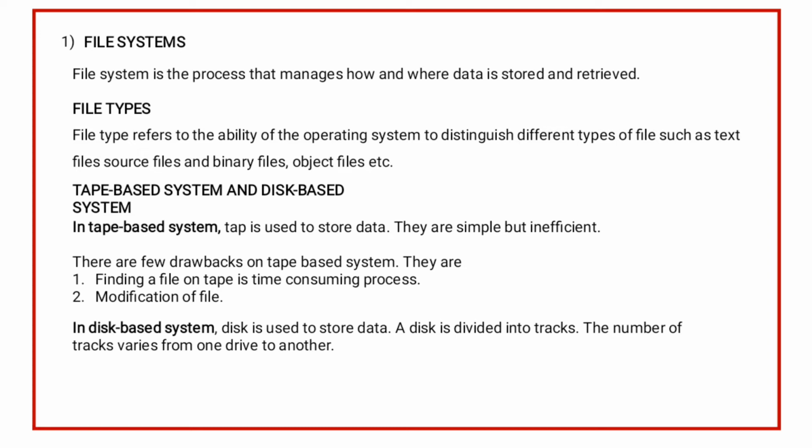A file is a named collection of related information that is recorded on secondary storage such as magnetic disks, magnetic tapes, and optical disks. A file is a sequence of bits, bytes, lines, or records. In file system, the user defines files and directories and allocates and deallocates the disk space to each file. File type refers to the ability of the operating system to distinguish different types of file such as text files, source files, binary files, object files, etc.